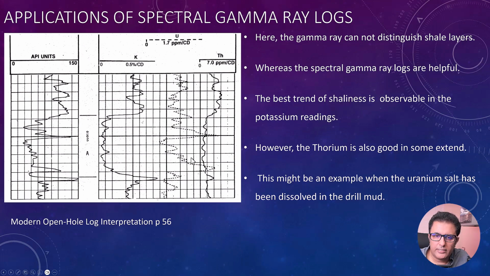If you look at it here, you see that this is an example where uranium salt has dissolved in the drilling mud. It's available almost through the entire borehole, and that causes a high reading of gamma ray through the entire borehole. But when we look at the potassium log, we see layering, and the potassium log provides us a more accurate idea about layering and what layers are shale or what layers are clay.